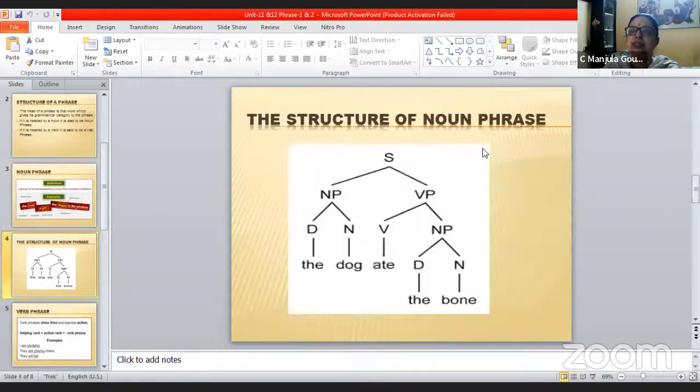And the structure of a noun phrase: this is the sentence that I have given here. The dog ate the bone. So the sentence is again divided into a noun phrase and a verb phrase. The noun phrase has the determiner "the" and the noun "dog". But the verb phrase here has a verb and also a noun phrase in it. What is the verb here? Ate. And under the noun phrase we have "the bone". So this comes under the verb phrase.